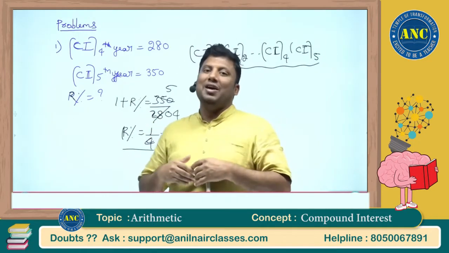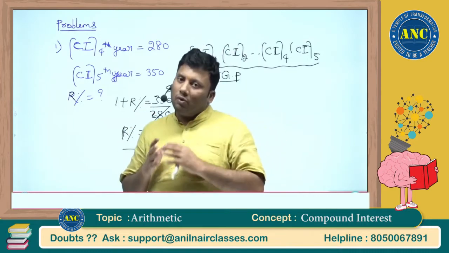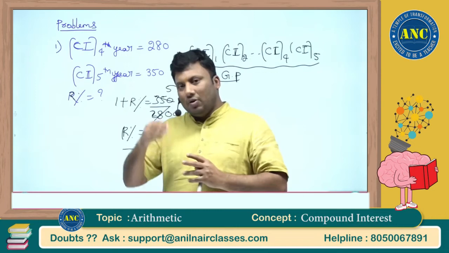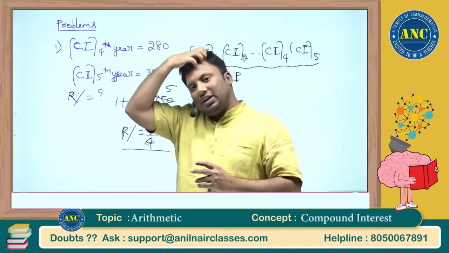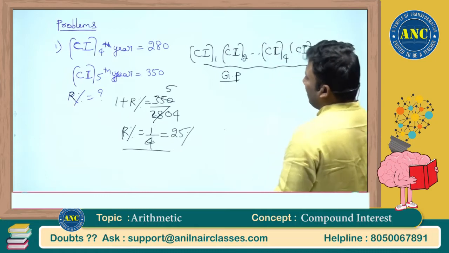12.1 is becoming 13.31. The multiplication factor is 1.1. 1.1 can be written as 1 plus 10 percentage. I hope this idea is clear.